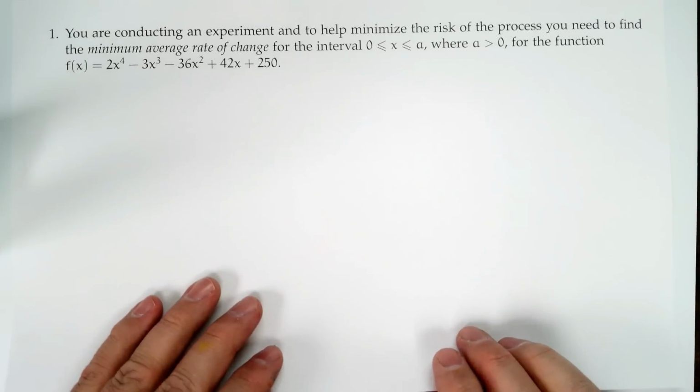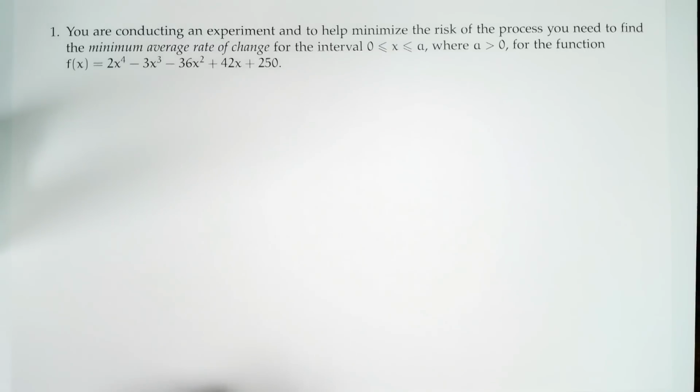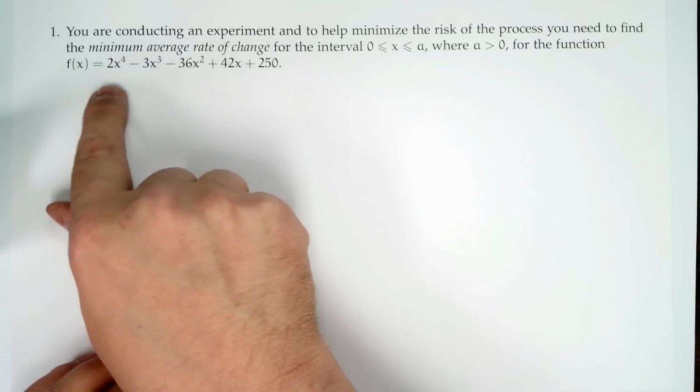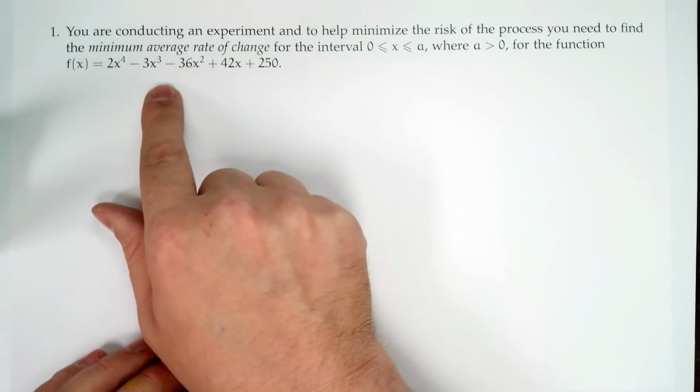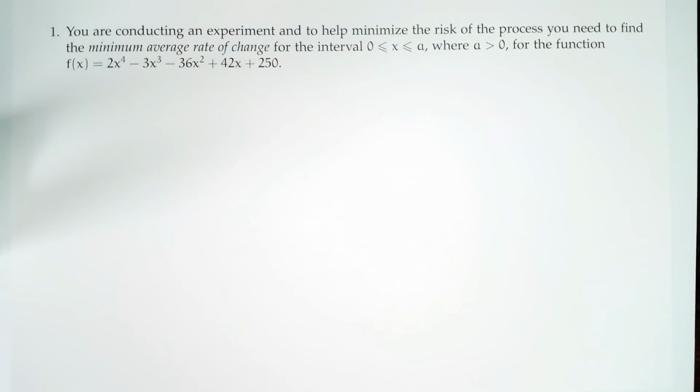Okay. So number one, you are conducting an experiment, and to help minimize the risk of the process, you need to find the minimum average rate of change for the interval 0 ≤ x ≤ a, where a is greater than 0. So we're looking for really what's the minimum average rate of change for some choice of a. What's our function? It's the function 2x^4 - 3x^3 - 36x^2 + 42x + 250.